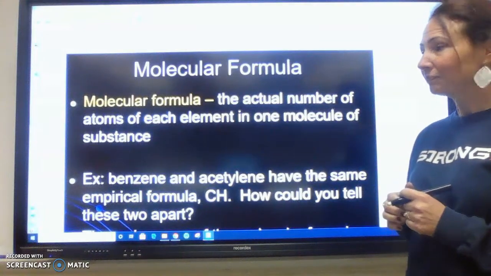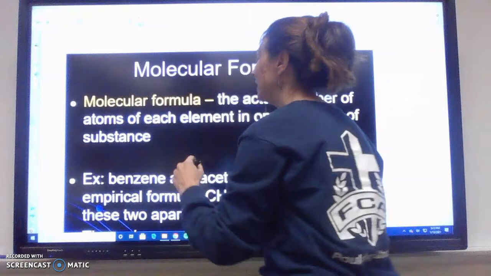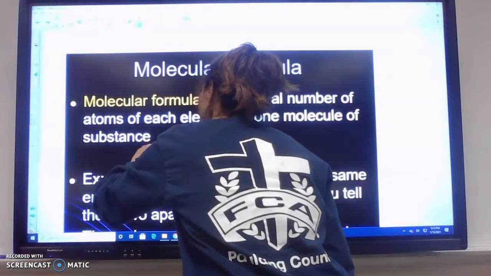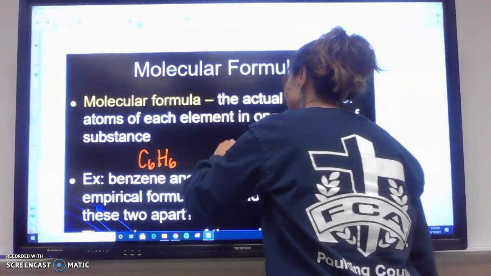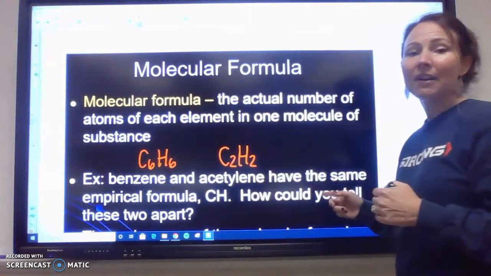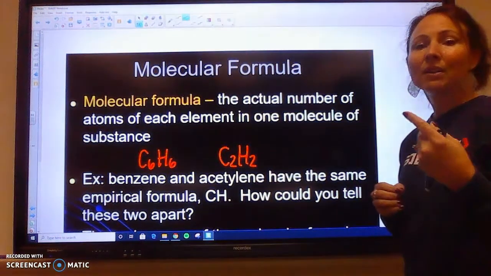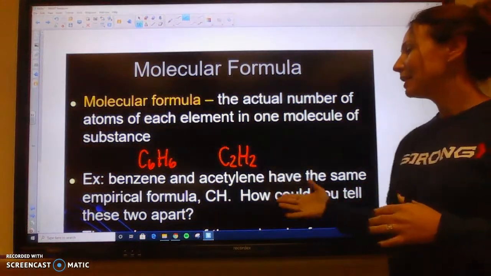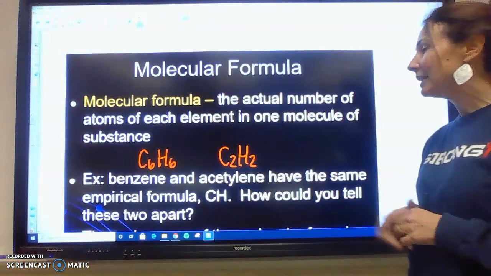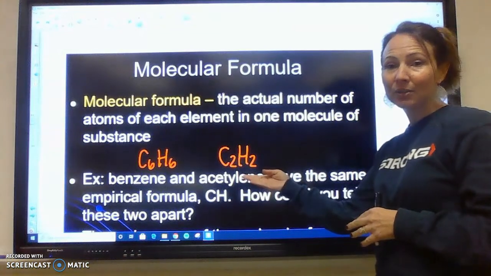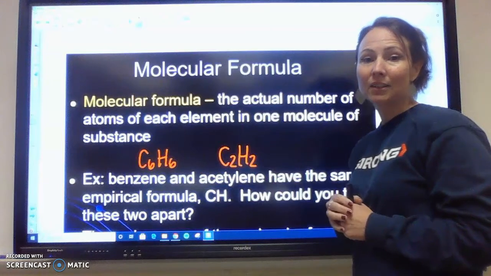So that means if we had something like benzene, whose actual formula is C6H6, and we have something called acetylene, which is C2H2, they would both have the exact same empirical formula. They have the exact same percentage of carbon versus hydrogen in that formula, because the empirical formula would be C1H1. Okay, so notice that acetylene is C2H2, that's the actual molecular formula, and then benzene is C6H6.